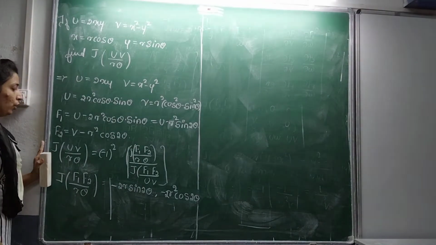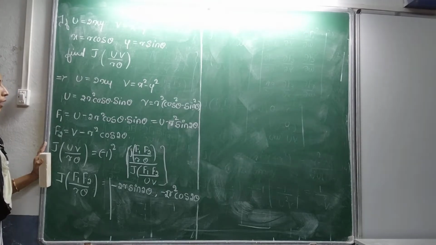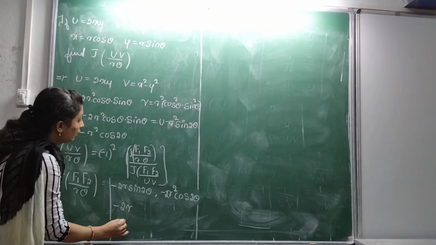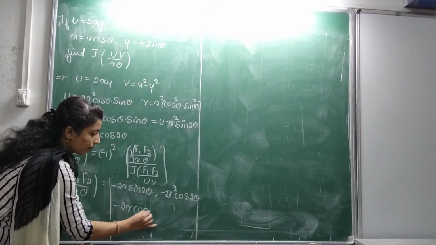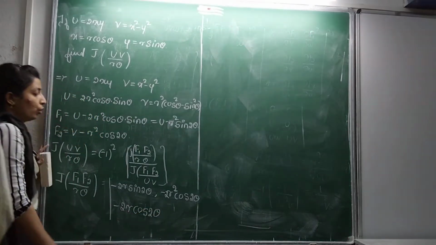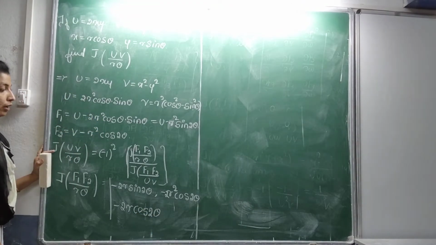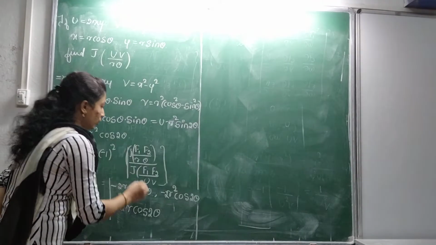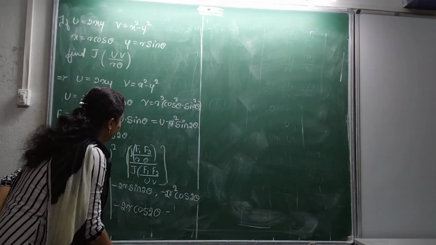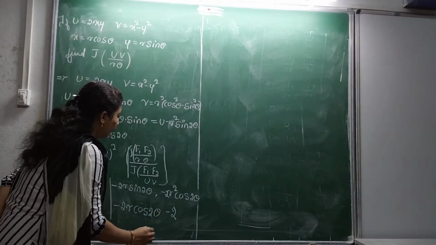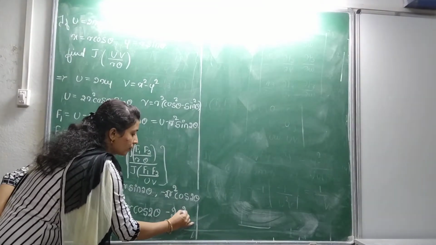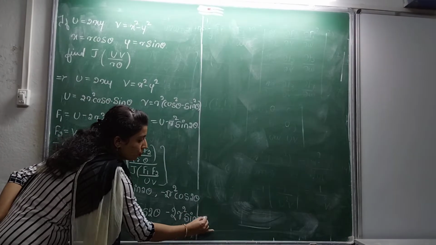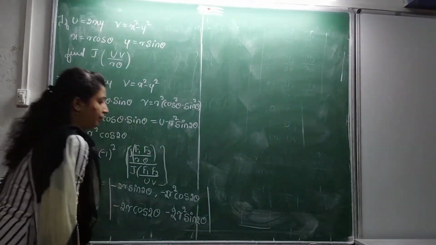Then next dou f2 by dou r, again it is 2r cos 2 theta. Dou f2 by dou theta means it is minus 2 r square, differentiation of cos 2 theta will be minus sin 2 theta.